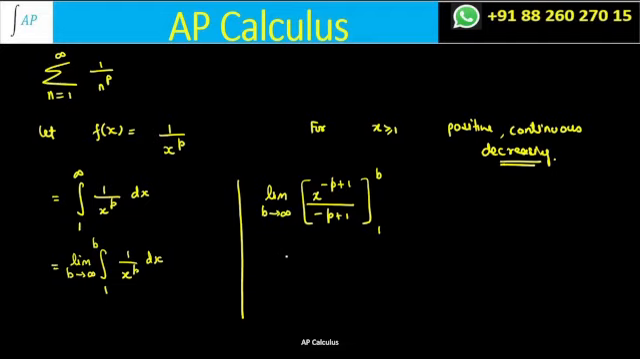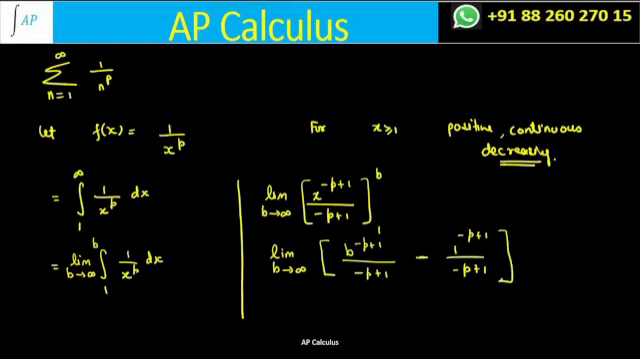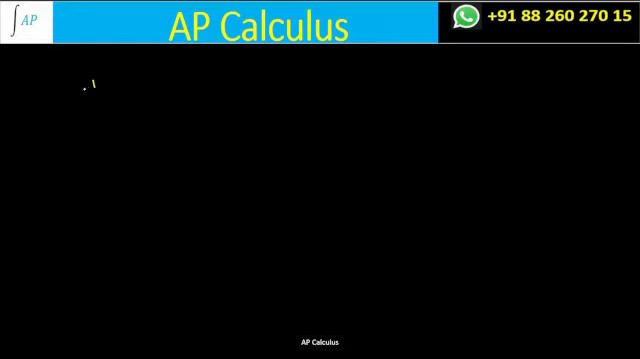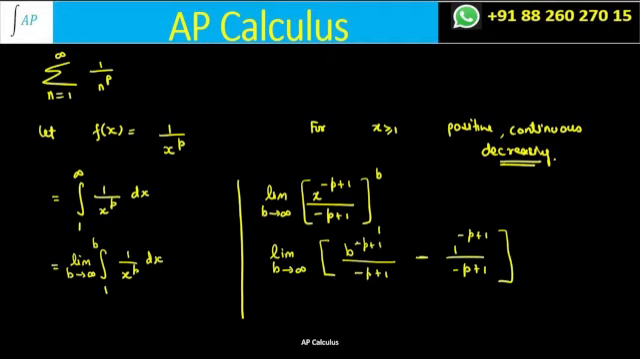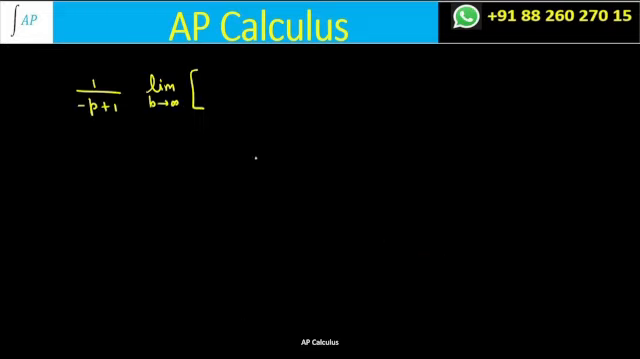Now we put the upper limit in the function. So when we put the upper limit into the function, it is b to the power of minus p plus 1 upon minus p plus 1, minus, if you put the 1 over here, 1 to the power of minus p plus 1 over minus p plus 1. Now 1 raised to the power of anything will be 1, and 1 over minus p plus 1 we can take out. So with limit b goes towards infinity, we are left only with b raised to the power of minus p plus 1, minus 1.